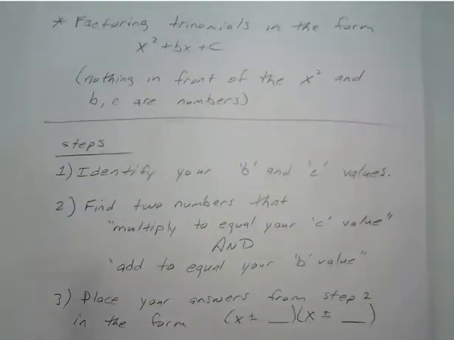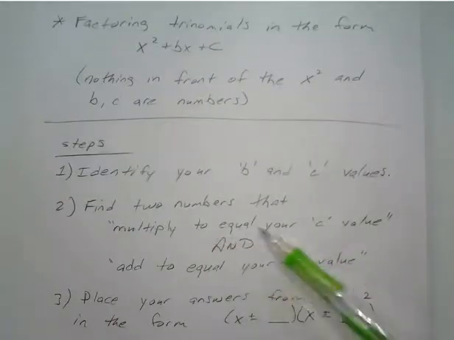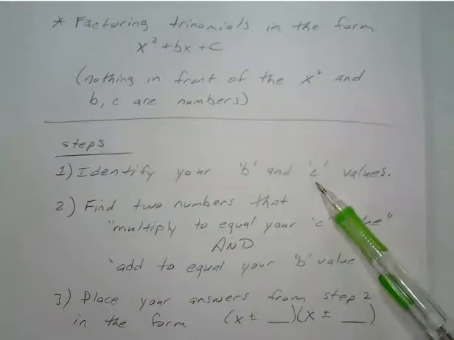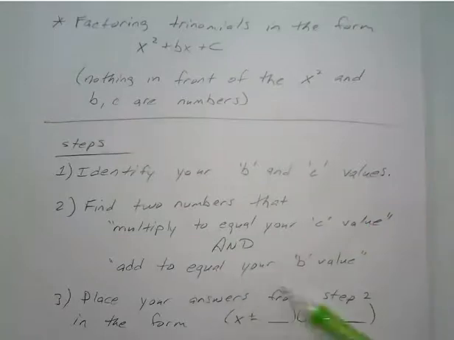These are the steps that we're going to use to factor our trinomials. Your first step is to identify your b and c values. That just means you're going to say your b is equal to this and your c is equal to that. Your second step is to find two numbers where if you multiply them, they equal your c, and if you add them, they equal your b.